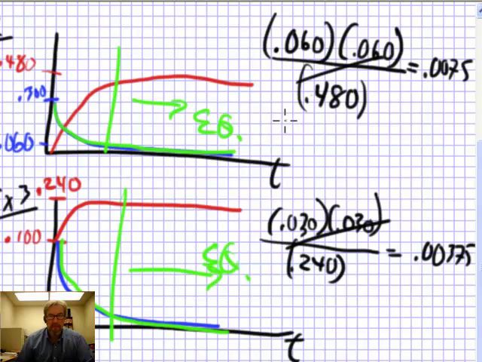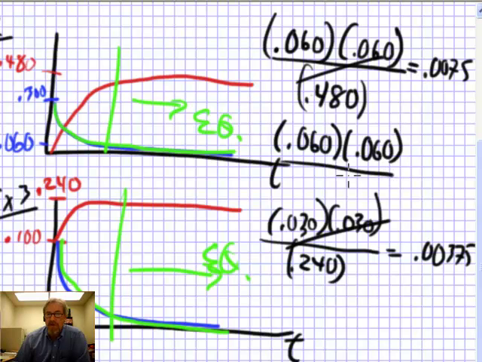Experiment number 2, we had final concentrations of 0.060 for both of the products. Those would be raised to the 1 power. And then 0.480 was the final concentration of our reactant species, and that would be squared. When we do this calculation, in fact, we do get 0.016. Let's see if it works in every case.